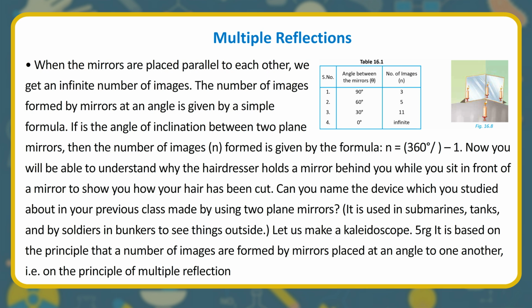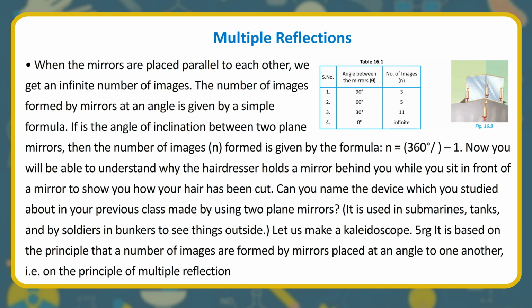The number of images formed by mirrors at an angle is given by a simple formula. If θ is the angle of inclination between two plane mirrors, then the number of images, n, formed is given by the formula n equals 360 degrees over θ minus 1. Table. S. No., angle between the mirrors, number of images n. 1, 90 degrees, 3. 2, 60 degrees, 5. 3, 30 degrees, 11. 4, 0 degrees, infinite.